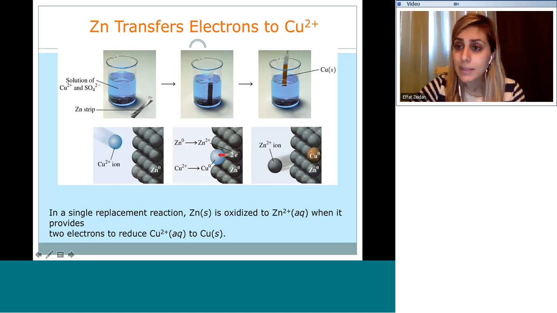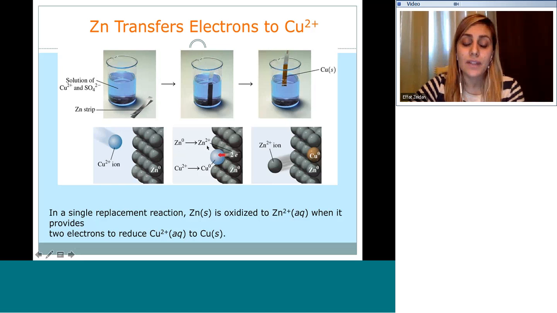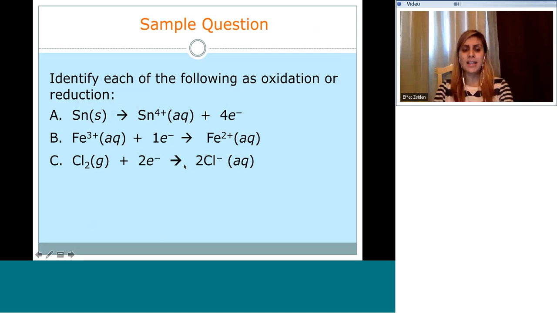So in a single replacement reaction, zinc, which loses electrons, is oxidized to zinc 2+, which is released in solution. And that happens when it provides 2 electrons to reduce Cu2+, which is the reduced reactant, to copper solid. Here's a sample question.